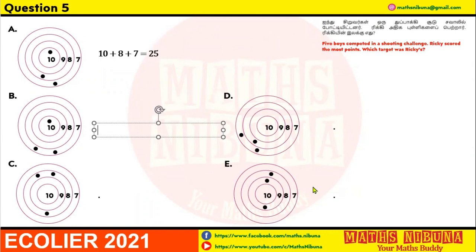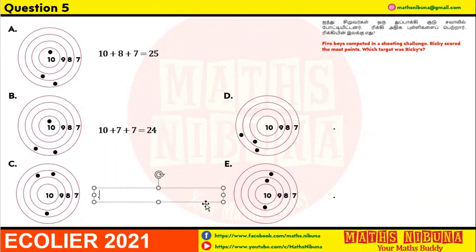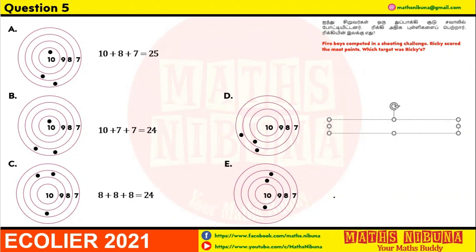Question B, we have 10 also. We don't have 9, there is nothing inside the 9, nothing inside the 8, and we have 2 sevens. 14 plus 10 is 24. Question C, we have 10, we don't have 9 either, but we got 8 plus 8, so 3 eights we got. 24. D, we don't have 10, we don't have 9, we got 8, we got 7, we got 7. So 7 plus 7 is 14, plus 8 is 22.